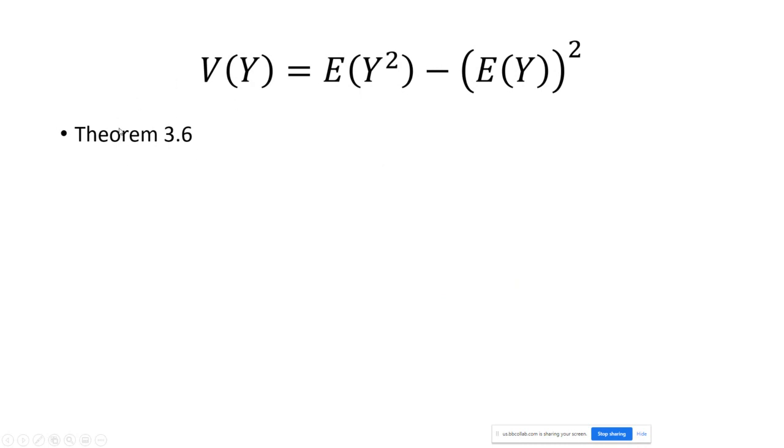All right, so this is theorem 3.6 in Wackerly. The variance of y equals the expected value of quantity y squared minus the square of the expected value of y. So this is often a faster way of computing variance than the original definition, depending on the specific problem.